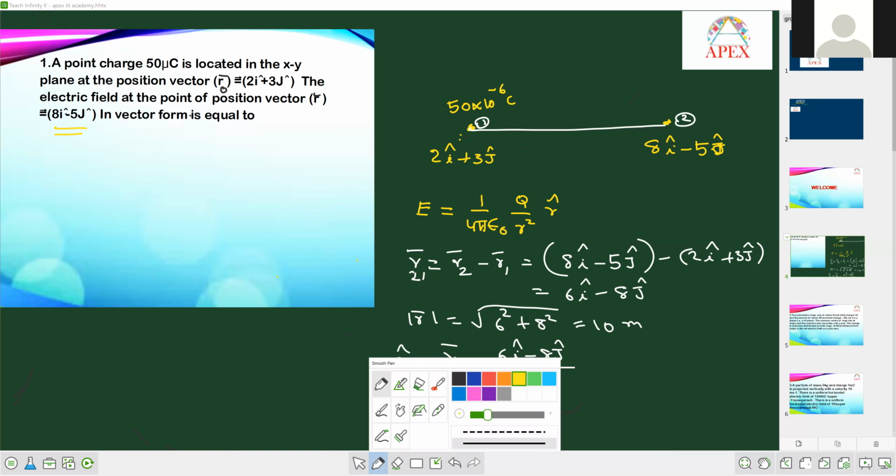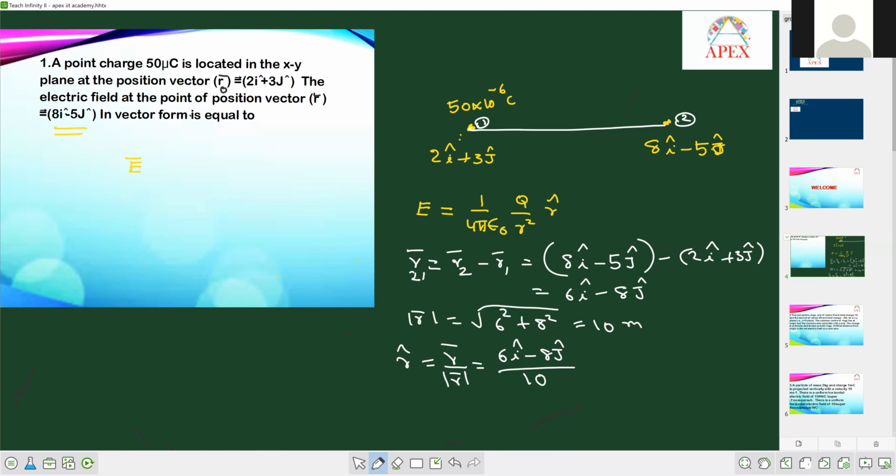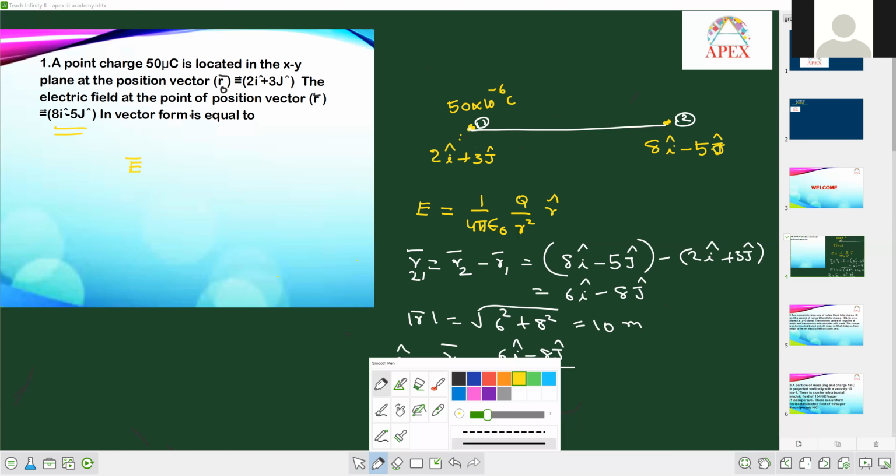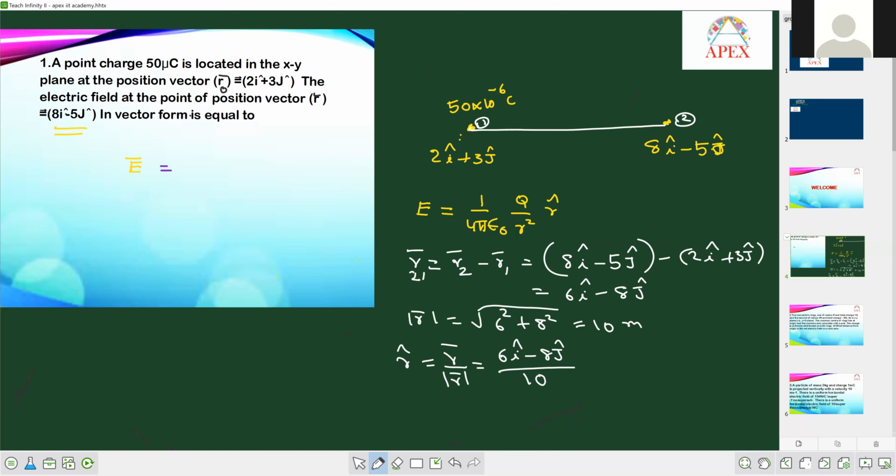Okay, then so what is the formula here? E bar equal to 1 by 4 pi epsilon naught, value is 9 into 10 power 9, into charge Q is given 50 microcoulomb, that is 50 into 10 power minus 6, by R square. R we got 10 only, no? So R square will be 100. That is into R cap value you have to write here, that is 6 i cap minus 8 j cap by 10.